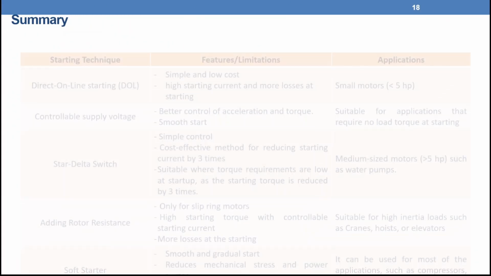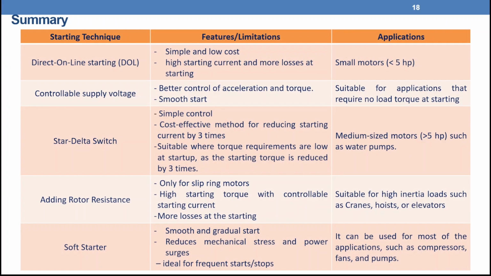Let us summarize this video. We have different starting techniques for the three-phase induction motor. The first one is direct online starting. This method is simple and low cost, but we have high starting current and more losses at starting. So this method is suitable for small motors smaller than 5 horsepower, but it's not suitable for critical loads even if they are smaller than 5 horsepower.